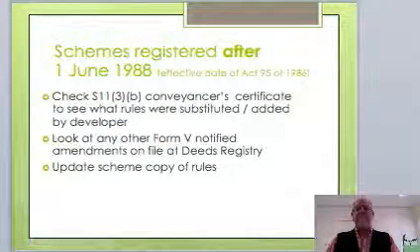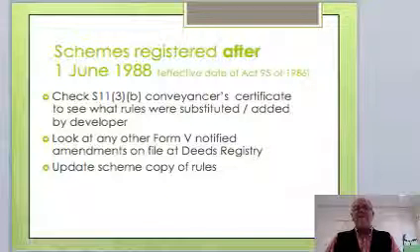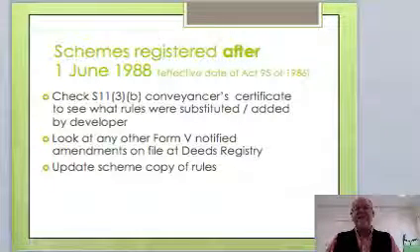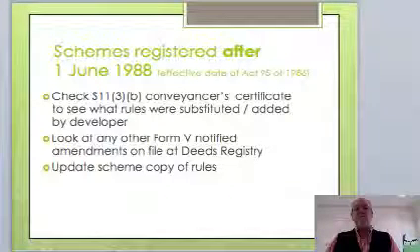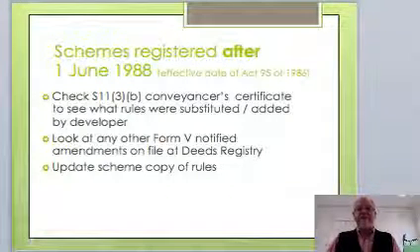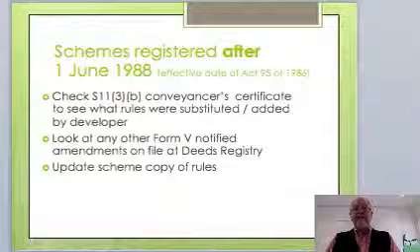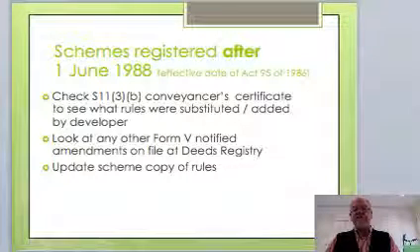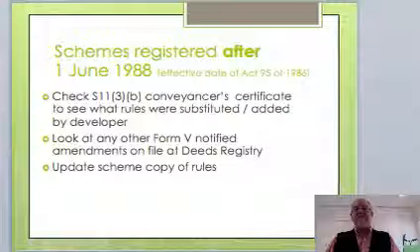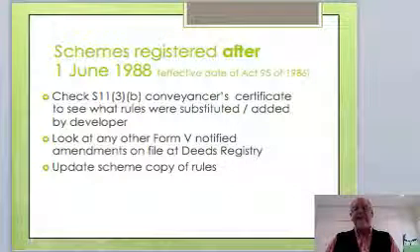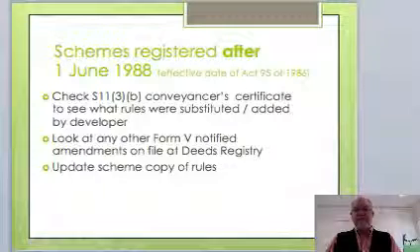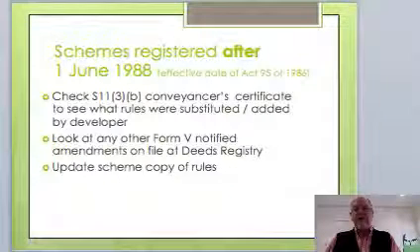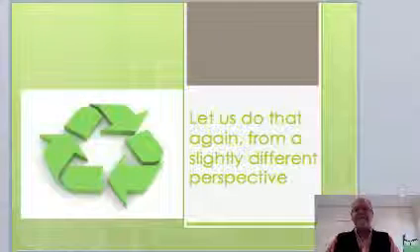Let's move on to schemes registered after the 1st of June 1988. Well, you start off by checking the Section 11.3b conveyancer certificate that was lodged when the scheme was registered, to see what rules were substituted or added by the developer. Look also for any other Form V that's been put into the deeds registry since then, and update the copy that the body corporate has of the rules, also including the updates to the prescribed management rules that have happened every year or so over the last 10 years at least.